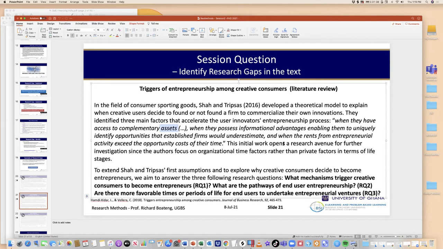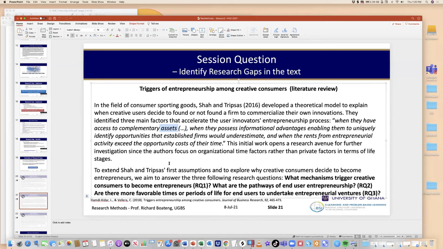But this initial work opens a research avenue for investigation, since the authors focus on organizational factors rather than private factors in terms of life stages. So this guy is arguing that these are organizational variables about why a person will start a company, but there are private issues. Sometimes, it happens with women a lot, in between childbirths, they may stop, go back, and then while they're raising the child, they start a business. So those ones are not being captured. Those private factors that let people start their own business or become innovators, people are not looking into that.